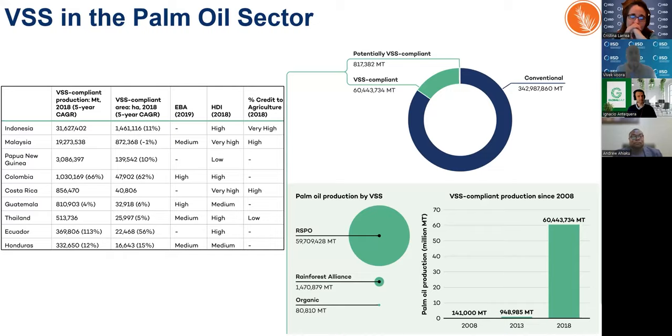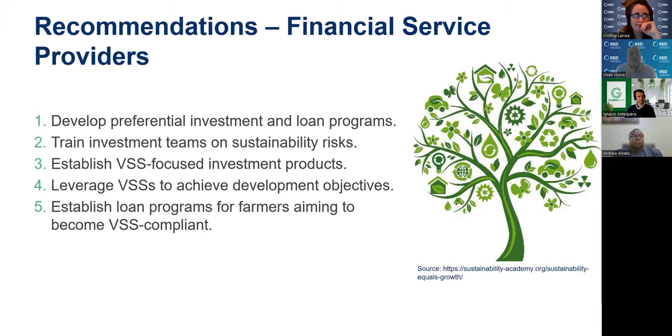So, based on our analysis, we generated recommendations for financial service providers, standard setting bodies, and governments. The recommendations targeted towards financial service providers include, first, developing preferential investment and loan programs that could be tailored to farmers with different resources and capacities who are looking to adopt standard compliant practices. Second, VSS sustainability compliance and impact information could be leveraged to educate and train investment officers on the social and environmental risks associated with agricultural investments.